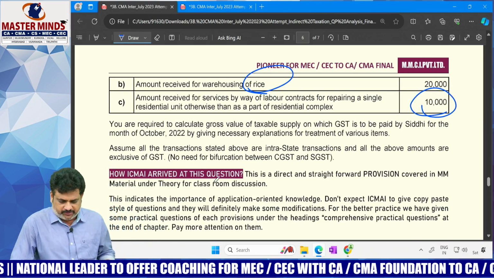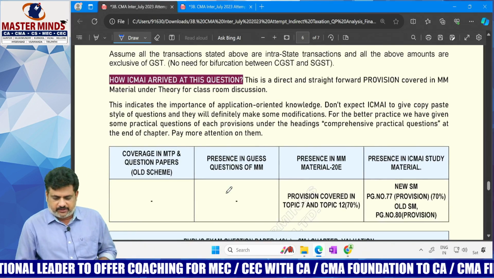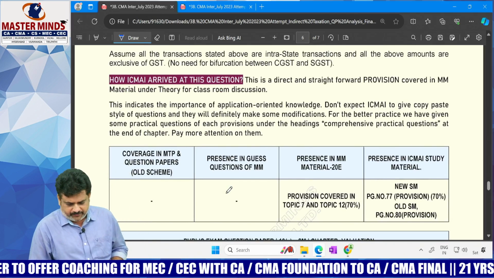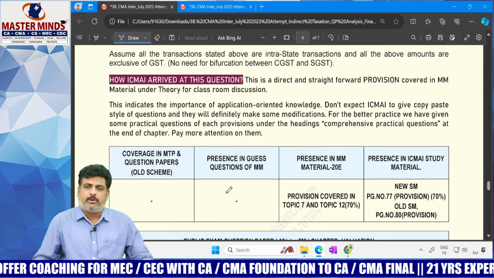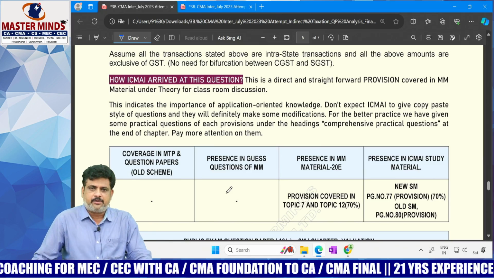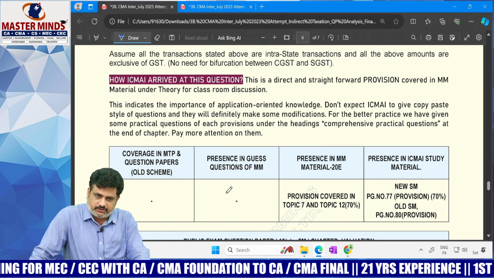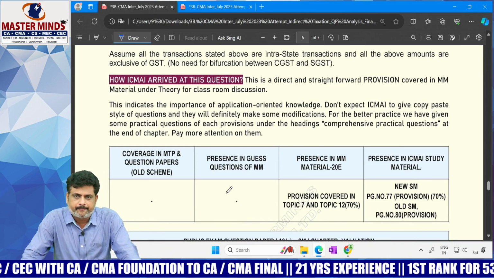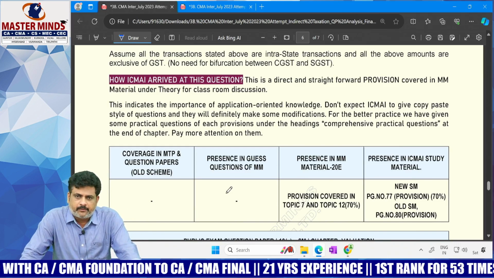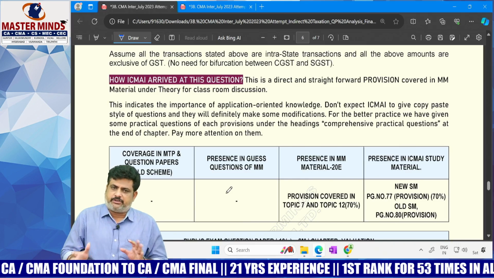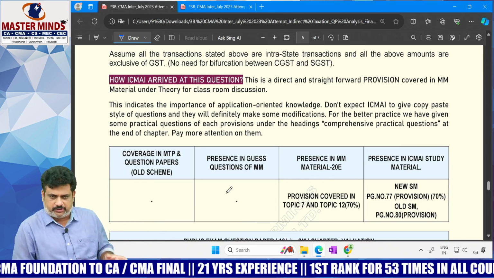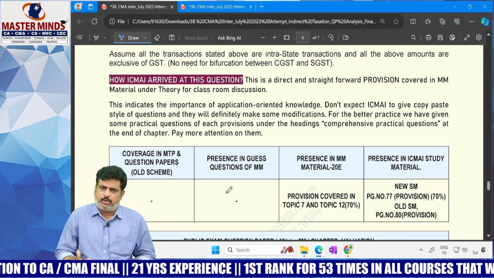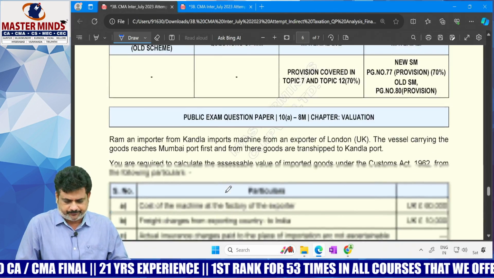This is a straightforward question. Provision covered in material as well. Based on that you need to answer the questions. Application oriented knowledge is required in order to answer this particular question. Ma'am, that's why comprehensive practical questions at the end of each chapter we have given. Please pay more attention to them in order to answer these type of questions.